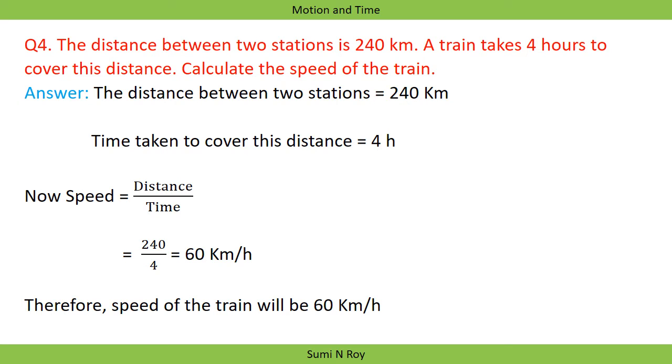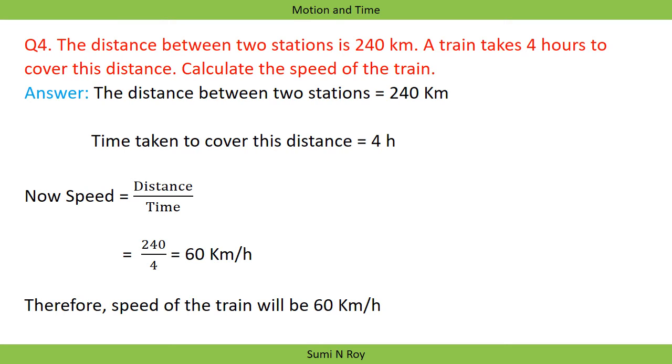The next question is again a numerical. The distance between two stations is 240 km. A train takes 4 hours to cover this distance. Calculate the speed of the train. So firstly we have to start the question with writing the given values. The given values are the distance between two stations, which is 240 km, and the next given value is the time taken to cover this distance, that is 4 hours.